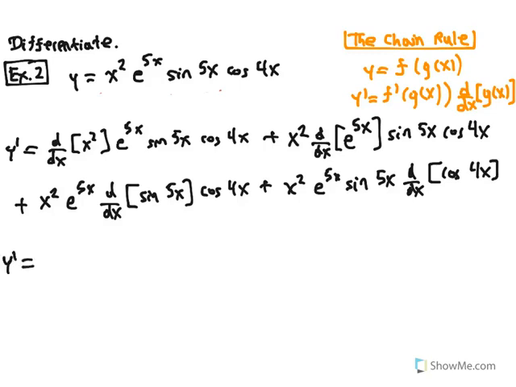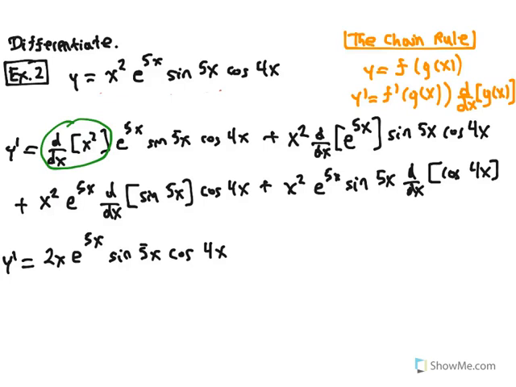So you have y prime, and if I'm working here, then the derivative of x squared is 2x, and I write 2x times e to the 5x times sine of 5x times cosine of 4x.